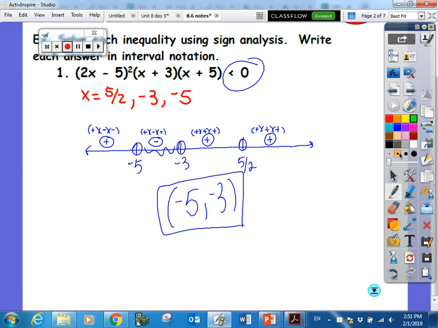Well, is this factor ever going to be negative? No. So we don't even have to worry about that. So that doesn't even matter. Those are always positive. But these other 2: the only thing that makes x plus 5 negative is anything less than negative 5. The only thing that makes x plus 3 negative is anything less than negative 3.